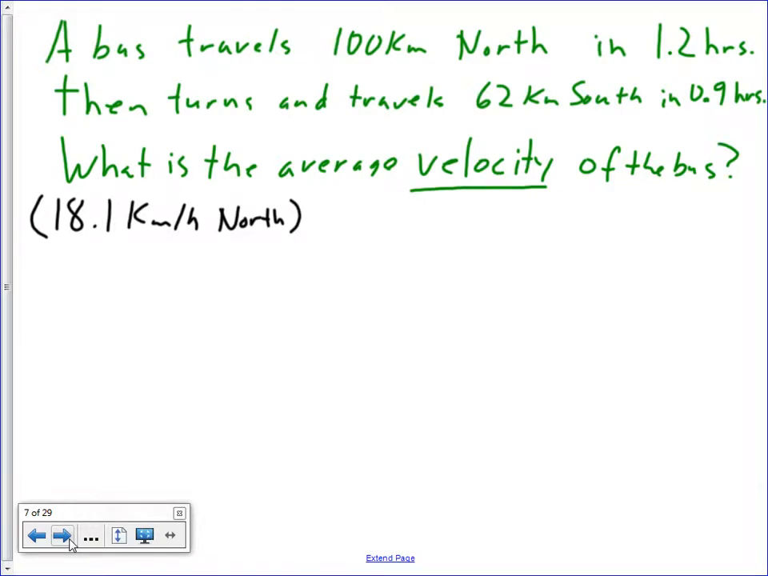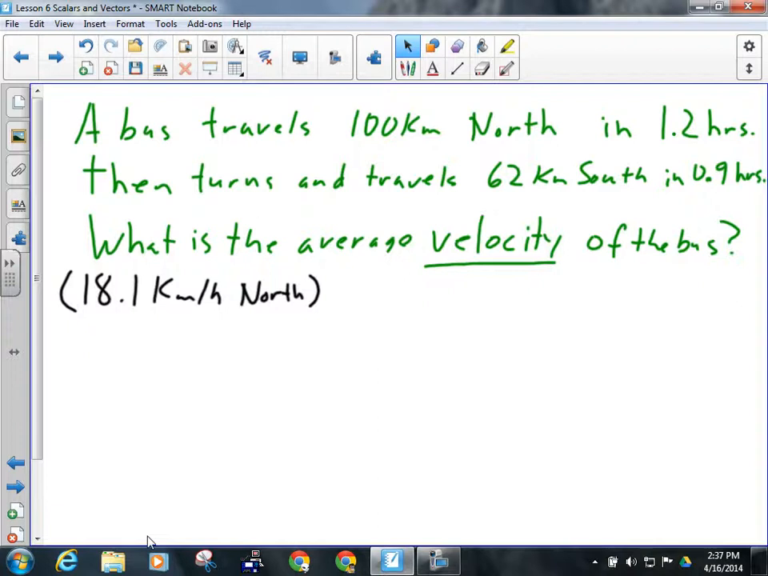We're going to try a couple of sample problems here that you might encounter in this class. I have this bus, and it travels 100 kilometers north in 1.2 hours. And then it turns and travels 62 kilometers south in 0.9 hours. I want to find the average velocity of the bus. Write this one down as an example in your notes. I want you to try it before I do it.